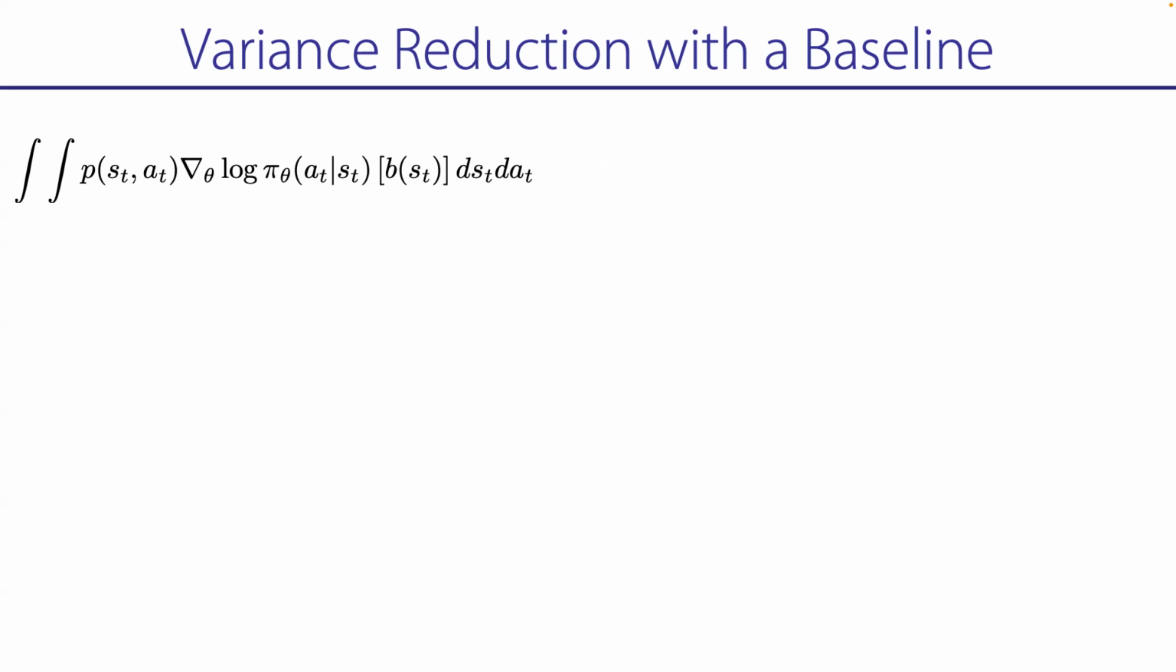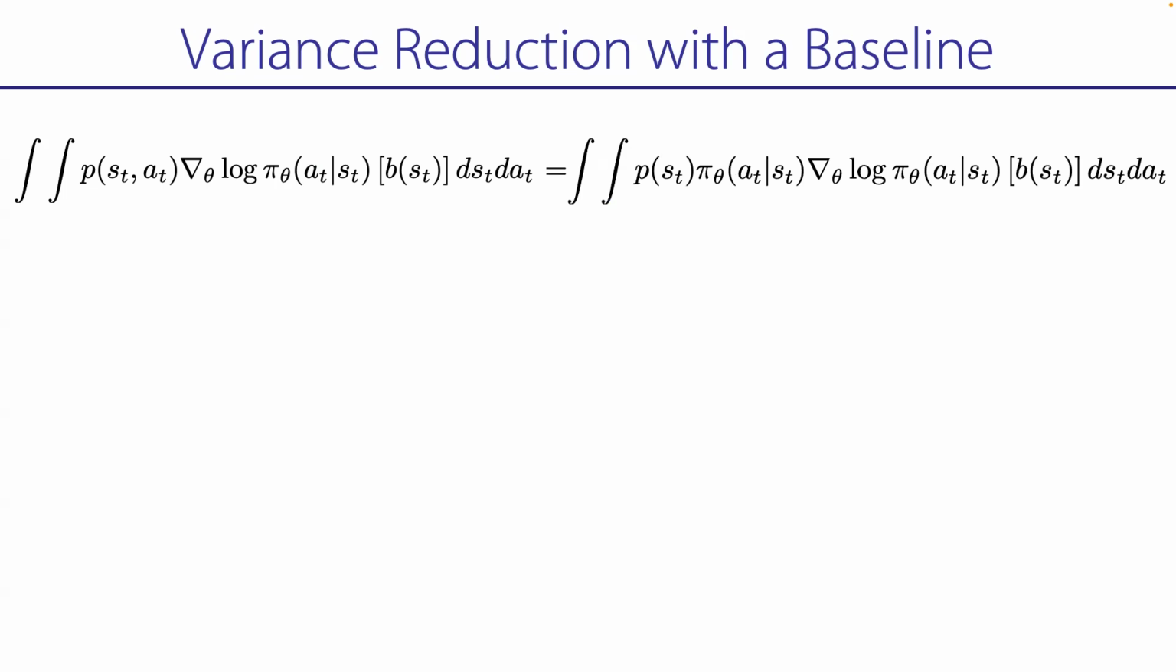Cool. So we have this expression. The first thing we're going to do is separate it out into the distribution over states multiplied by the distribution over actions given states. So you have P of S_t times pi theta of A_t given S_t. Remember, you're taking samples under your current policy, so it's the state distribution under your current policy multiplied by the action distribution under your current policy multiplied by grad log pi times B.